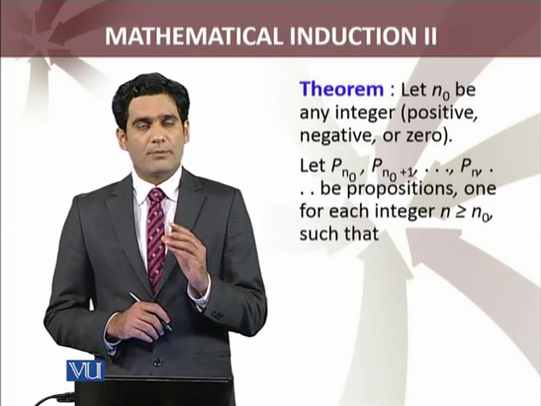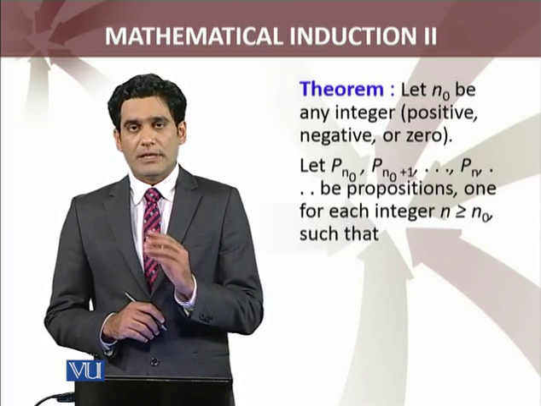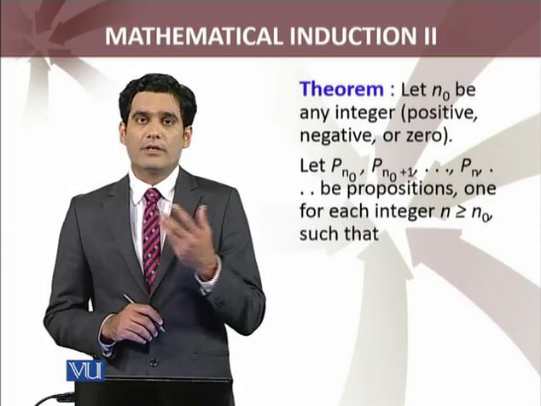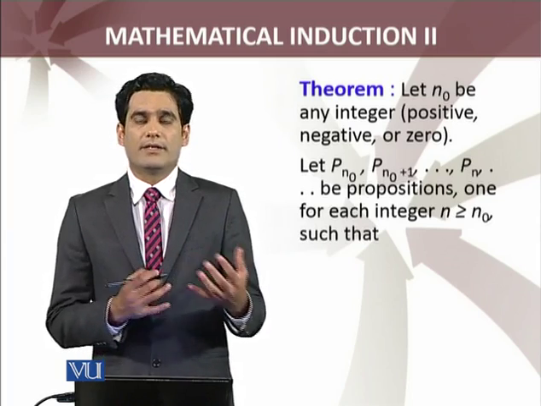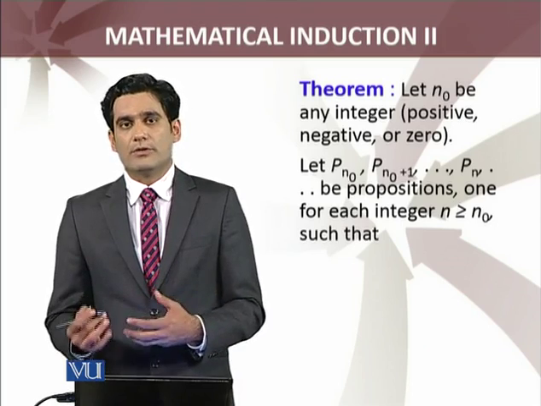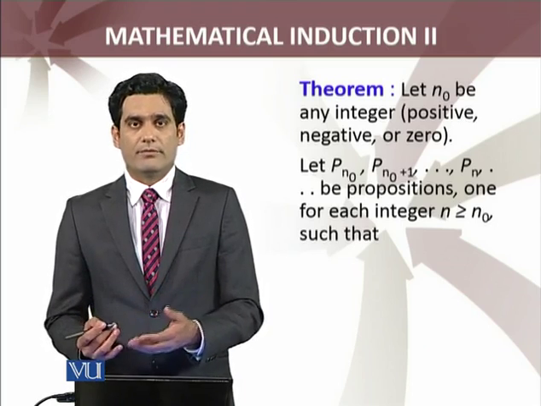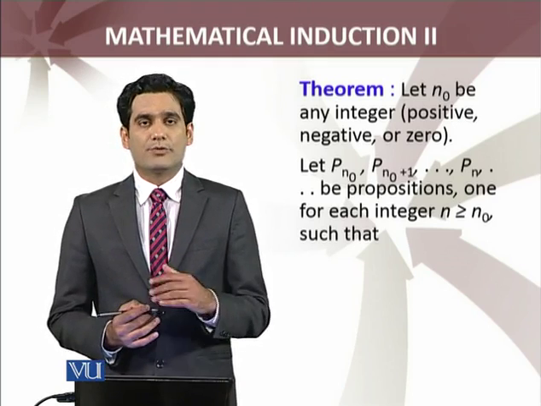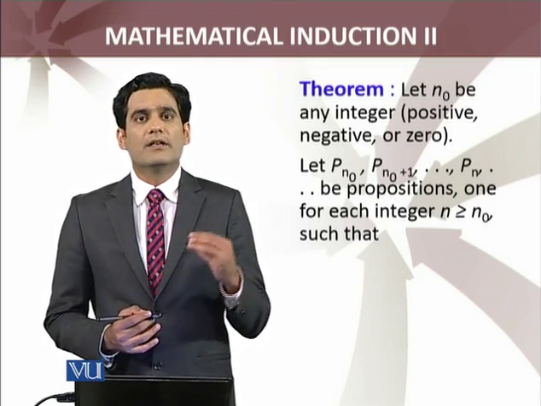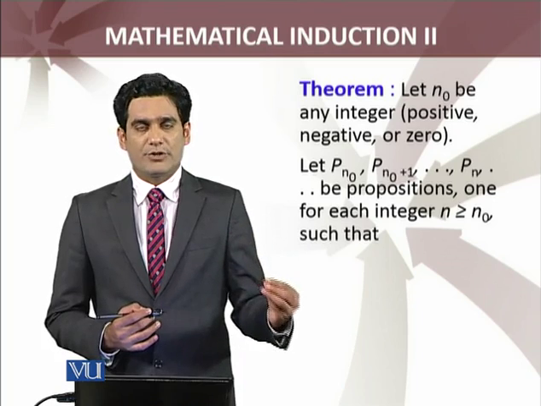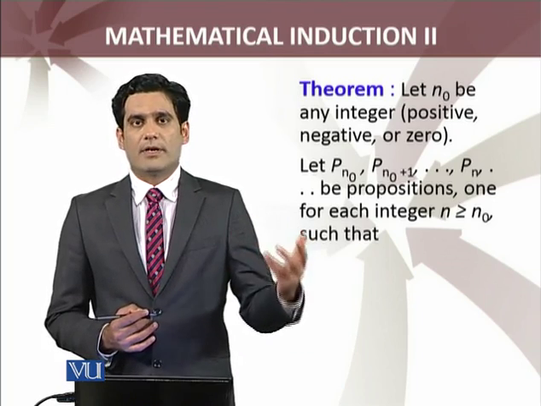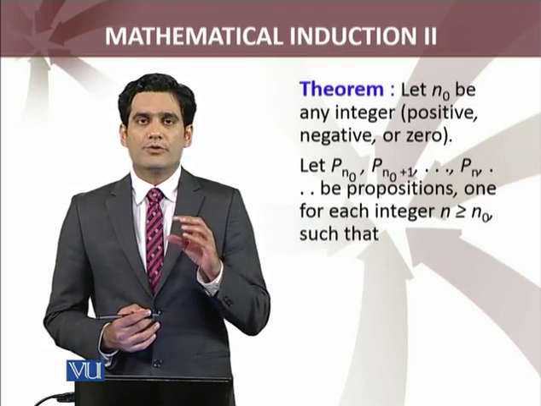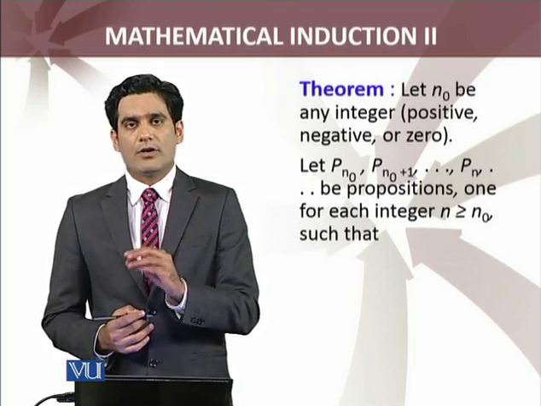We have the propositions P n naught, where n naught could be -5, n naught could be 0, n naught could be 5. For natural numbers we had already discussed this, but now we are extending it. So n naught could be a negative integer, -10, let's say -100, and so on and so forth. So P n naught plus 1.